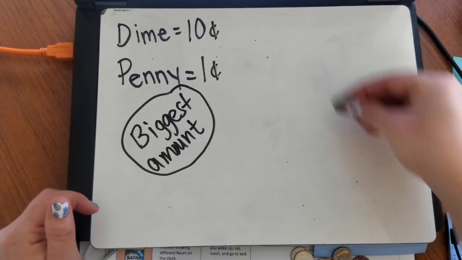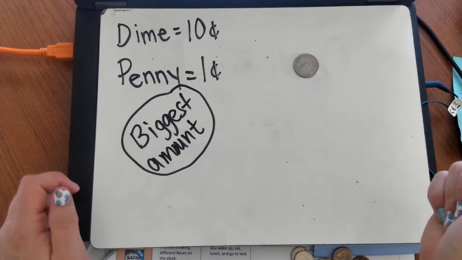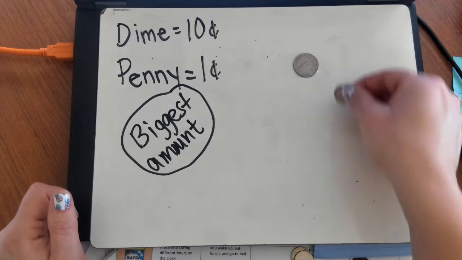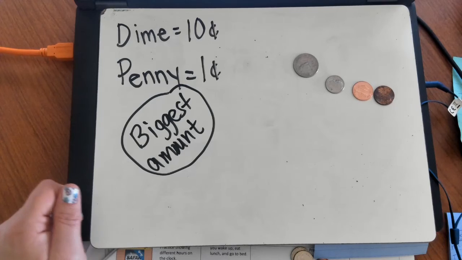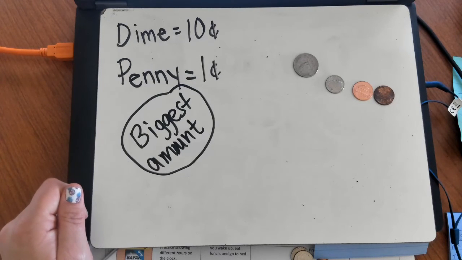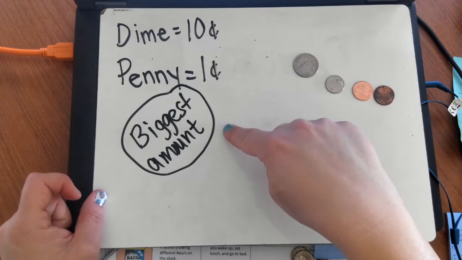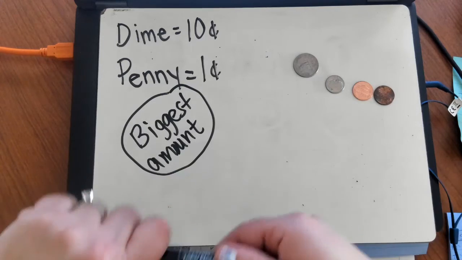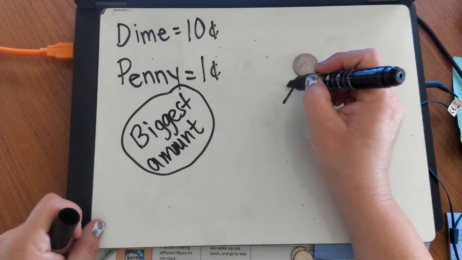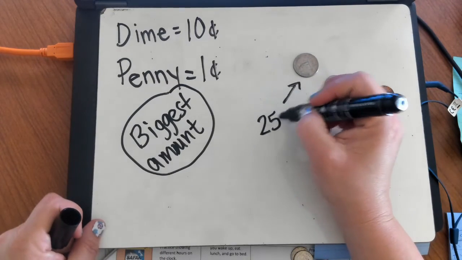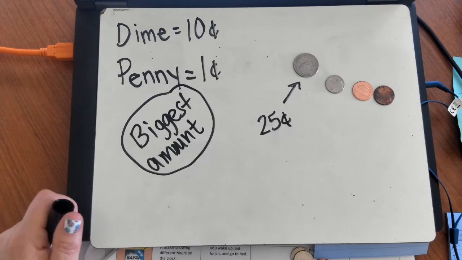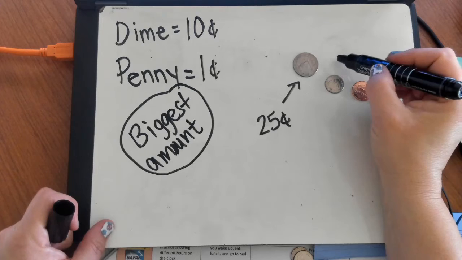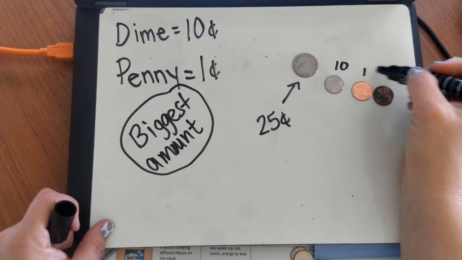But what if I had a quarter in there? And then a dime and some pennies? Which one should I start counting first? Oh, right, the one with the biggest amount. Now, that one's going to be the quarter because it's worth 25 cents, right? Remember that from the other video? So then I have 10 more cents, and then 1 and 1.